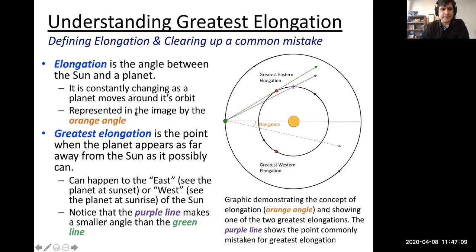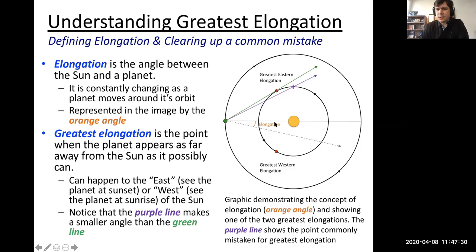So what we want to know is where this angle is going to be the largest. And I'm going to address a common mistake. Most people want to put it here or here, thinking, oh, that's the big one. That seems like that would make this elongation angle the largest.